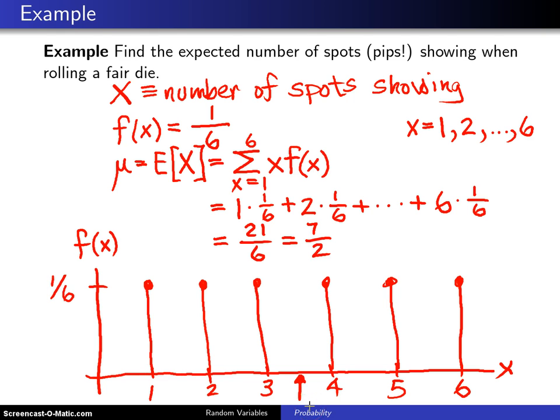So once again, discrete distribution, you can see that the mean has a probabilistic interpretation and it also has a physical interpretation as the center of gravity.